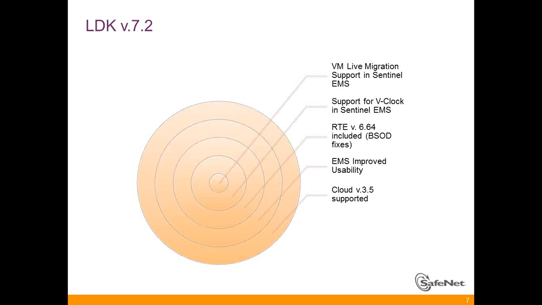With 7.2, which was a patch that you have to install on top of 7.1, so it wasn't a full release, there was VM live migration support, but not only with the licensing API as it used to be up to 7.2, but also using the EMS. Also, using the EMS, you can work with VClock. Previously, you could do it only with the licensing API.